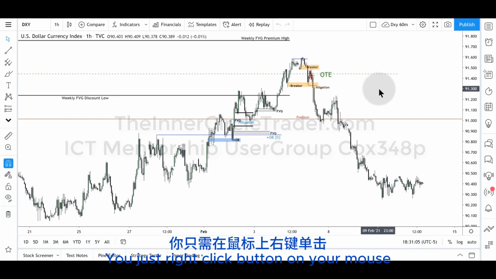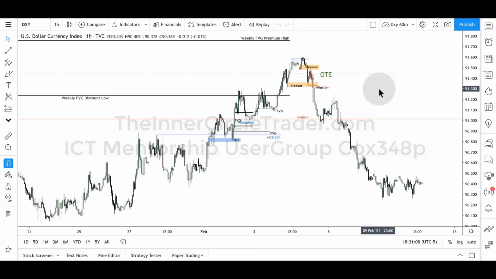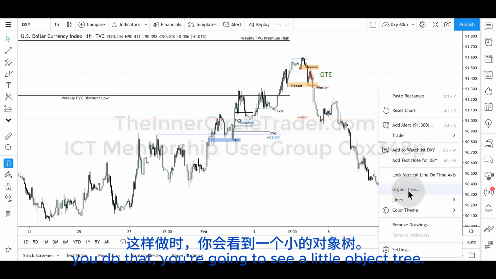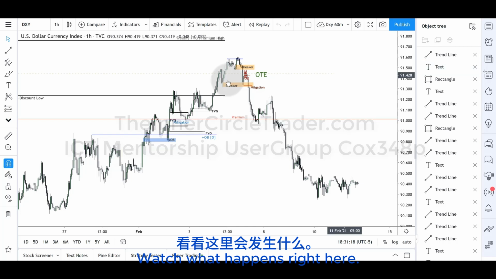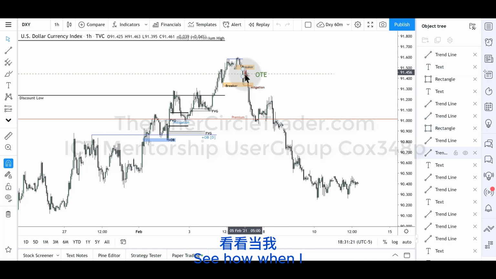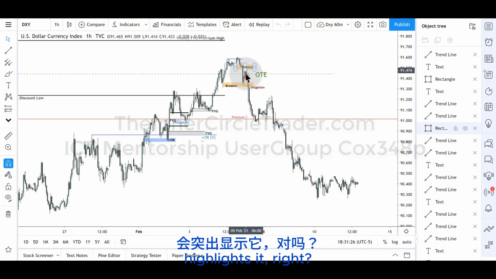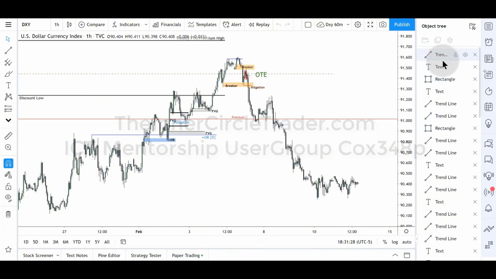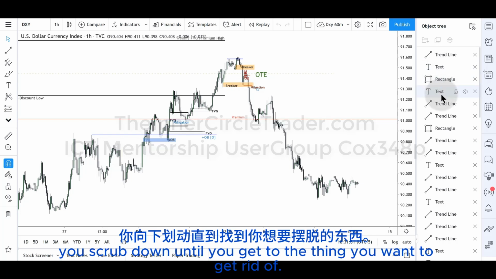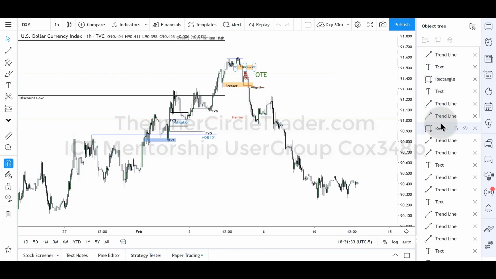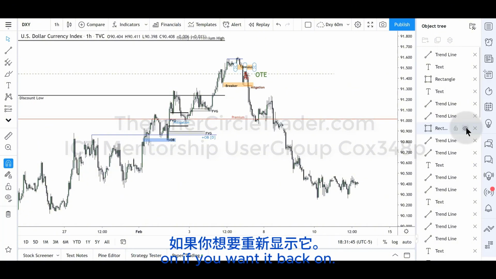You just right click on your mouse on the chart anywhere. When you do that, you're going to see a little object tree. Click that. Watch what happens right here. See how, when I put my mouse over top of the individual annotation, it highlights it, right? Well, if you go over here, you scrub down until you get to the thing you want to get rid of. Like, say I want to get rid of that rectangle, but I want to keep it, but just take it out of the chart. When you hover over top of it over here in the object tree, just click the little eyeball and it'll hide it, but it's still there for you to call back on if you want it back on.